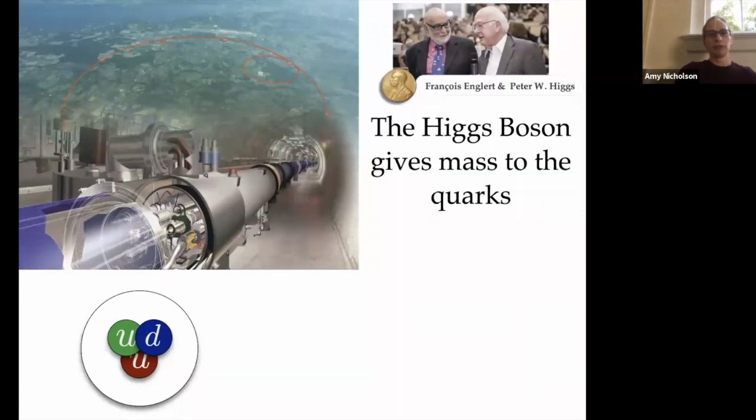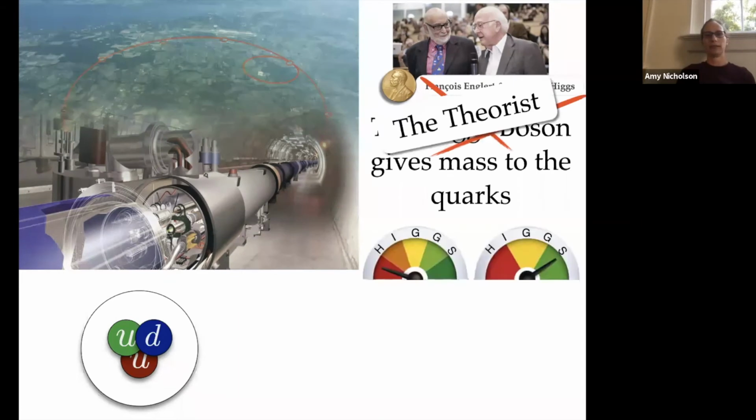And I want to go even further and say that in nature, the Higgs boson gives mass to the quarks. In my world, the theorist gives mass to the quarks. The mass is a parameter in my theory. I can turn it to be whatever I want it to be. I can turn down the Higgs field, I can turn up the Higgs field, and I can see what happens to, for example, the mass of the proton.